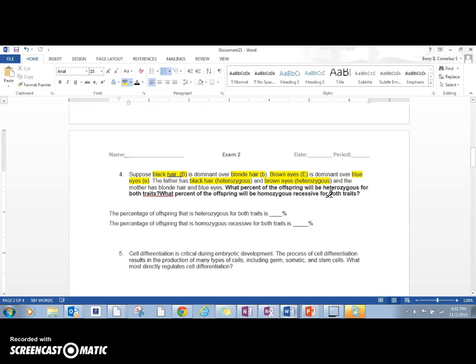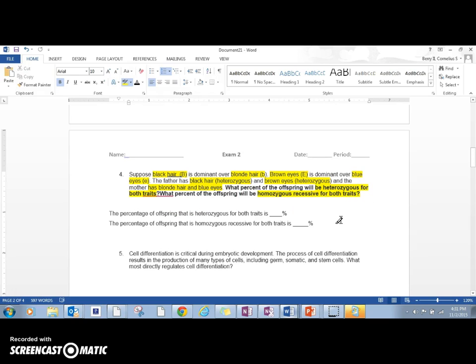If you don't remember what heterozygous and homozygous and these terms mean, make sure you look in your genetics vocab notes. It says that the mother has blonde hair and blue eyes. So go ahead and get that. That's all you need right there. That's the important information. Then you can answer the questions. How many will be heterozygous for both traits is the one question. The second question is what percent of the offspring will be homozygous recessive for both traits.